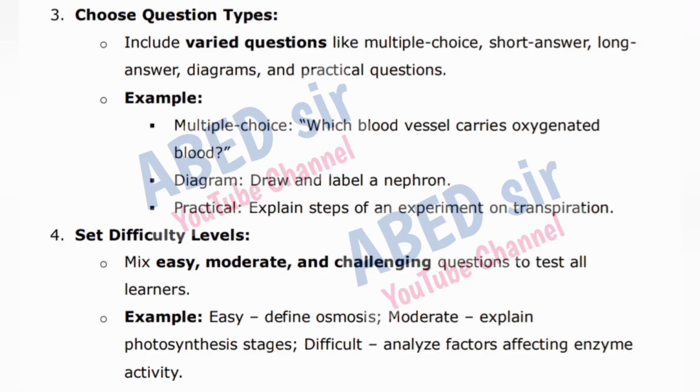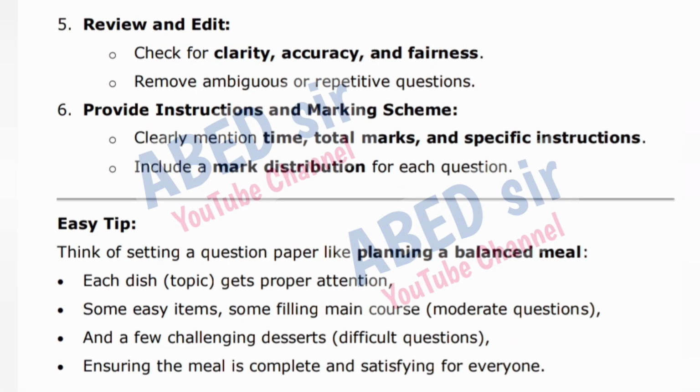4. Set difficulty levels. Mix easy, moderate, and challenging questions to test all learners. Example, easy, define osmosis, moderate, explain photosynthesis stages, difficult, analyze factors affecting enzyme activity. 5. Review and edit. Check for clarity, accuracy, and fairness. Remove ambiguous or repetitive questions.